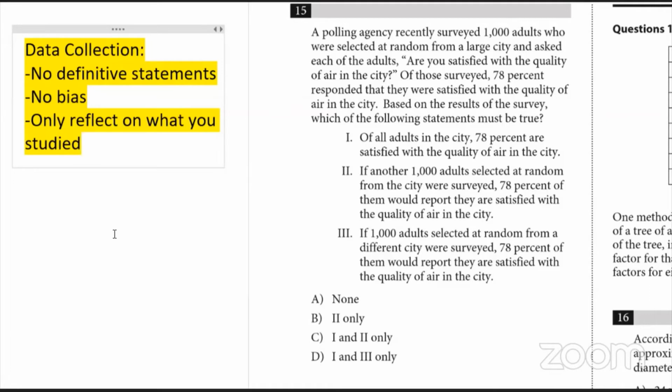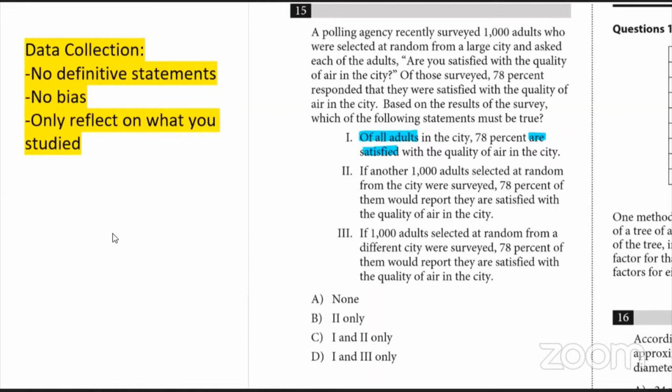actually studied. And so let's go ahead and look through the answer choices here and see which of these rules are being violated. In choice 1, it says 78% are satisfied, and that's of all the adults in the city. So if we took a sample of adults, we're not going to be able to say what is the case, the ones who are satisfied. I can only talk about my sample. Based on the sample, 78% were satisfied.